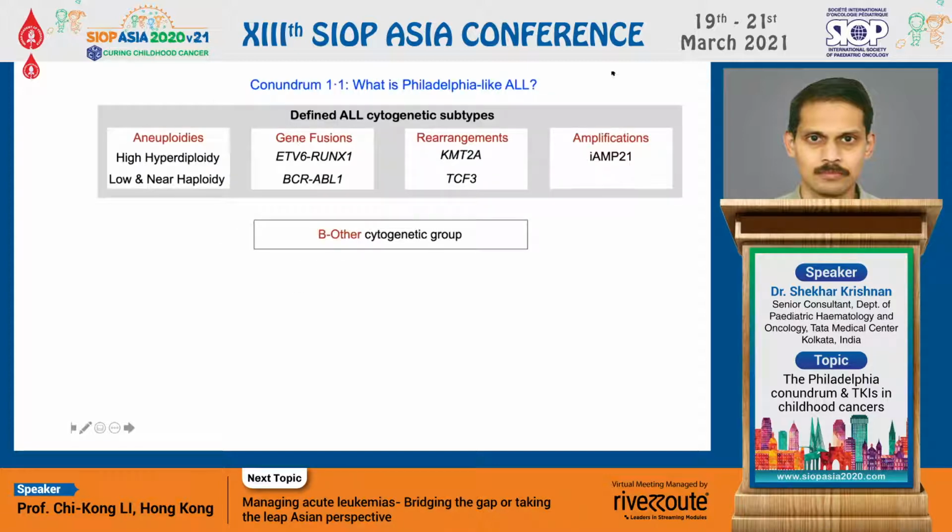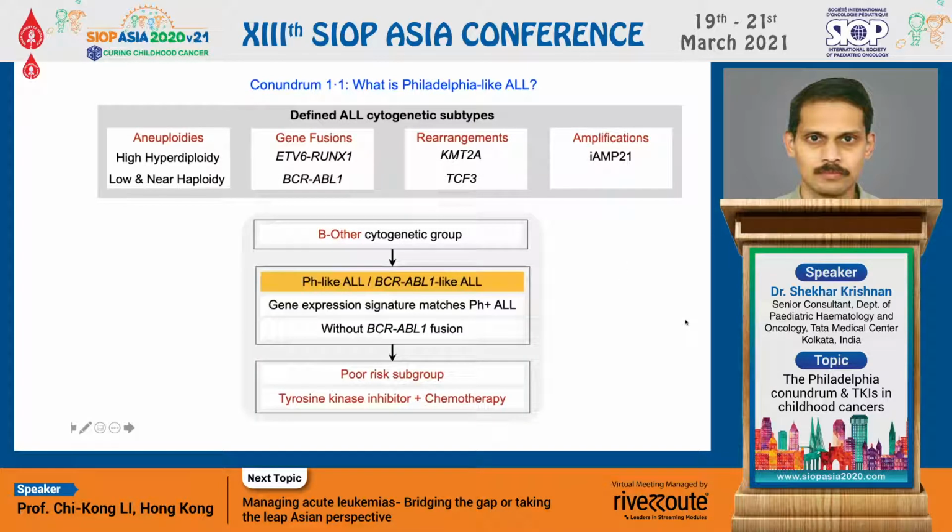As has been mentioned by speakers before me, using cytogenetic approaches, which is a combination of karyotyping and fluorescence in situ hybridization, complemented by DNA flow ploidy, we identify at least four major subgroups of cytogenetic alterations in acute lymphoblastic leukemia, which are highlighted above in the panel. And those which do not fit any recurrent cytogenetic abnormality are then categorized as the B-other cytogenetic group. So the Philadelphia-like ALL actually comes into the subtype of the B-other cytogenetic group.